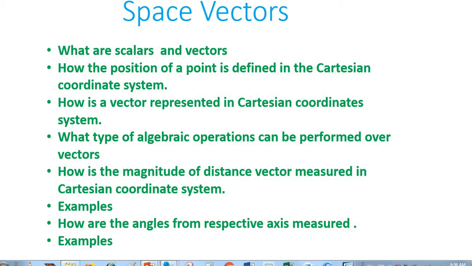Similarly, we will also see how different algebraic operations are performed over these vectors, meaning how they are added and subtracted, and what their scalar product and vector product are. How is the magnitude of a distance vector measured, meaning how can we measure the distance between two vector quantities, and we will see it through some examples. Similarly, we will also learn to calculate the angles from the respective axes for different vectors, and we'll see a few examples.